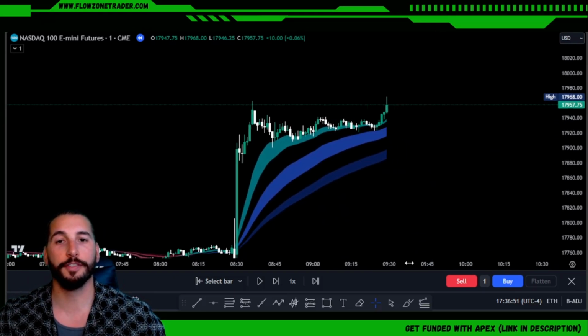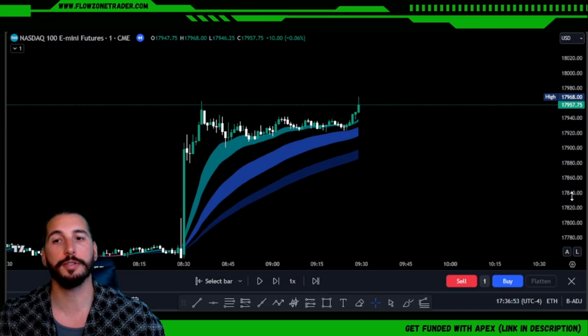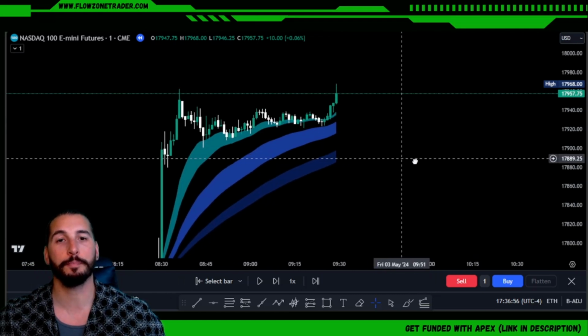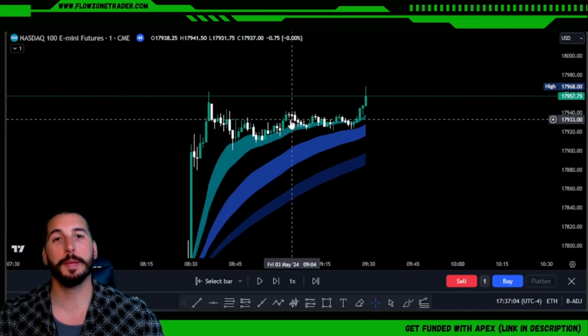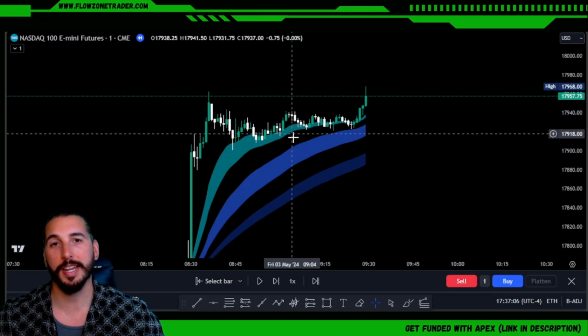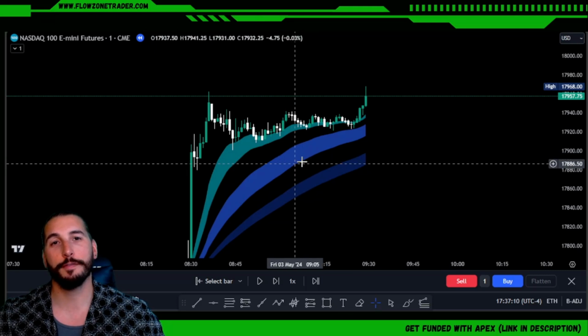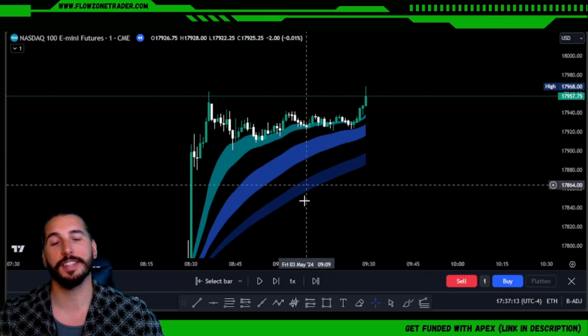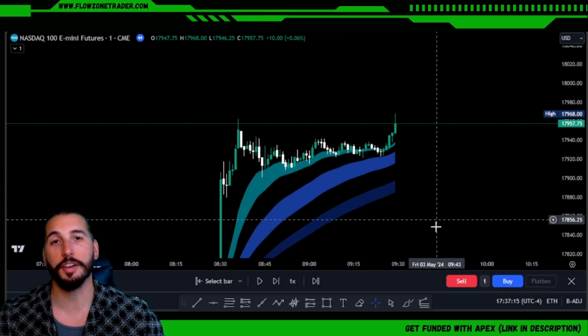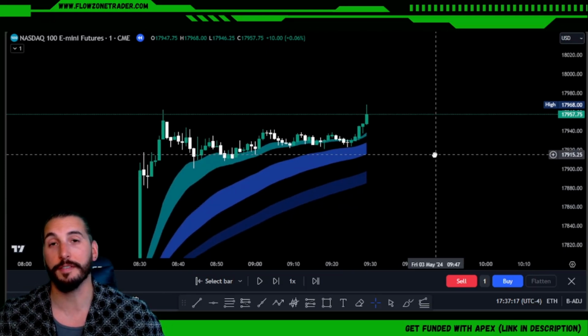How can we identify the pullbacks? We're going to use the flow zones. These are a simple EMA system, which I teach in the room. Very simply put, this is a 13 and 21 EMA. This one right here in the middle is a 34 and a 50, and this is a 72 and an 89. They are based on Fibonacci sequences, so they're very key to me.